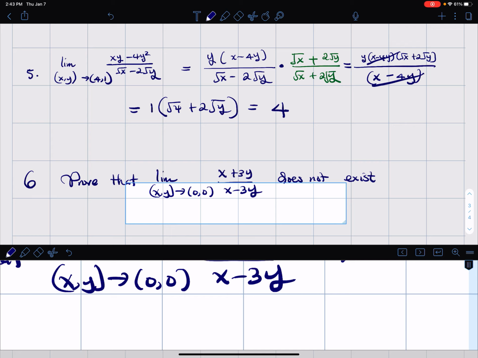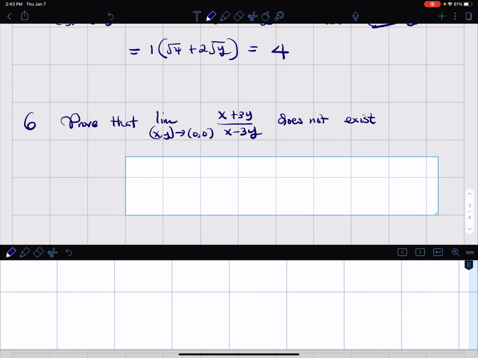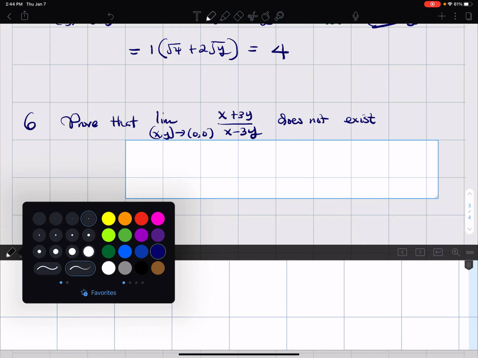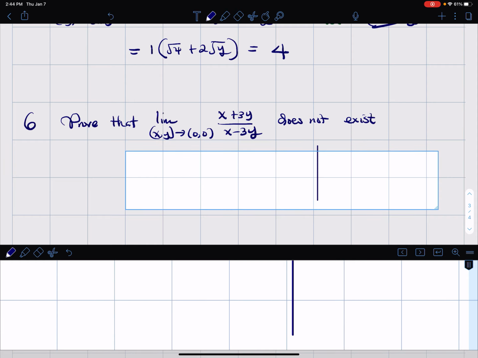But we need to be able to show that it doesn't exist. Remember, if the limit exists, then on the xy plane, if we approach the point (0, 0) from any direction, the limit should be the same. So to show that the limit doesn't exist, all we have to do is find two paths that don't give us the same limit. And there are methodical ways of doing that.